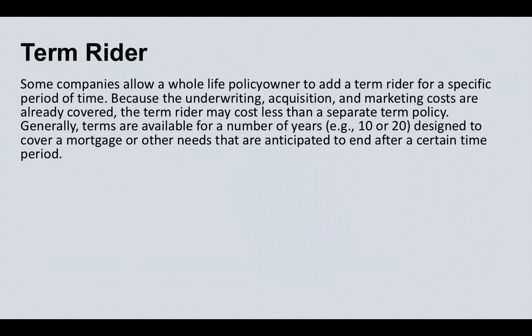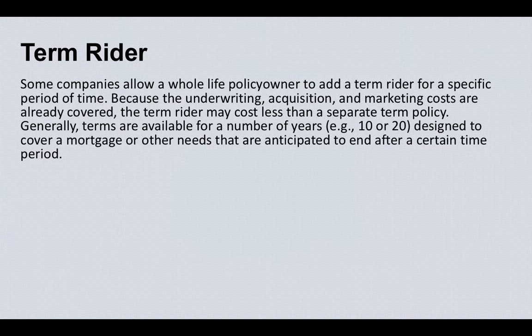First is a term rider. Some companies allow a whole life policy owner to add a term rider for a specific period of time because the underwriting, acquisition, and marketing costs are already covered. The term rider may cost less than a separate term policy. Generally, terms are available for a number of years, 10 or 20, designed to cover a mortgage or other needs that are anticipated at a certain time period.